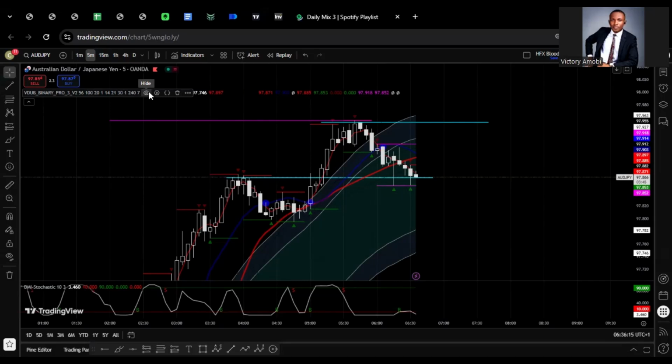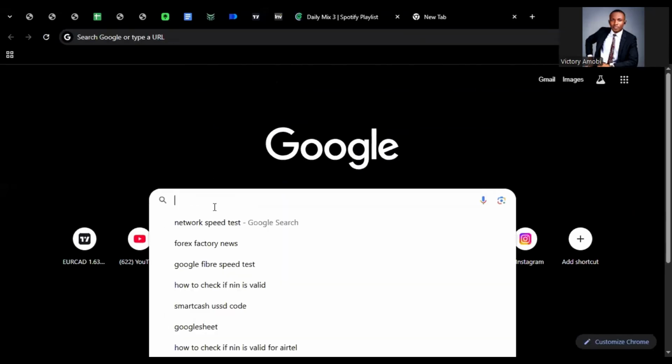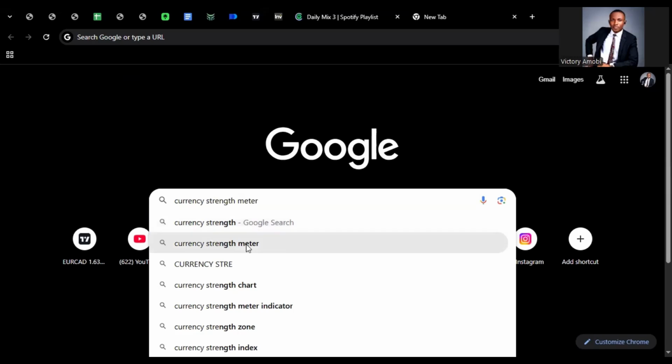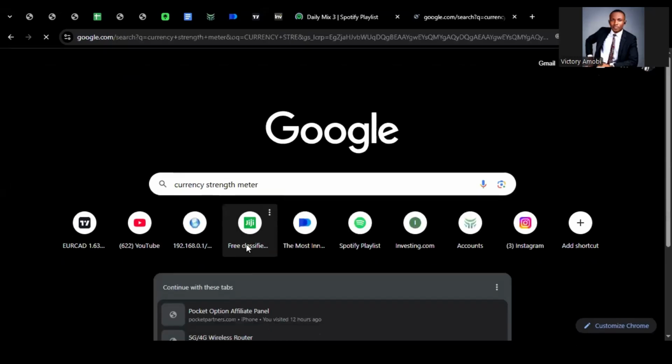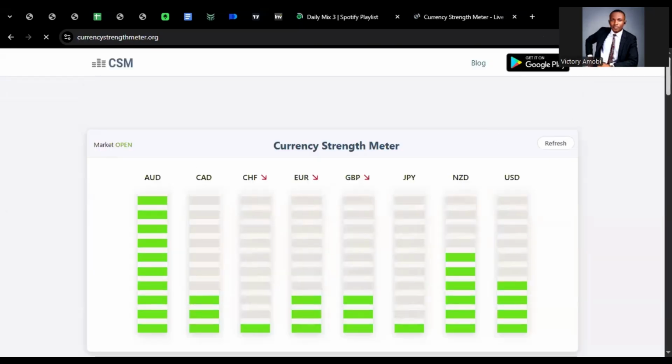Now, you can ask why AUDJPY is delaying to make this move at this particular point. That's when you can check your currency strength meter to see. I hardly use all of these, but let's see. Currency strength meter, AUDJPY.